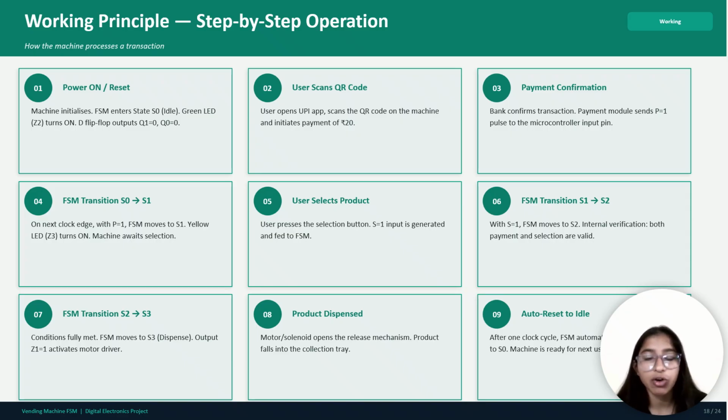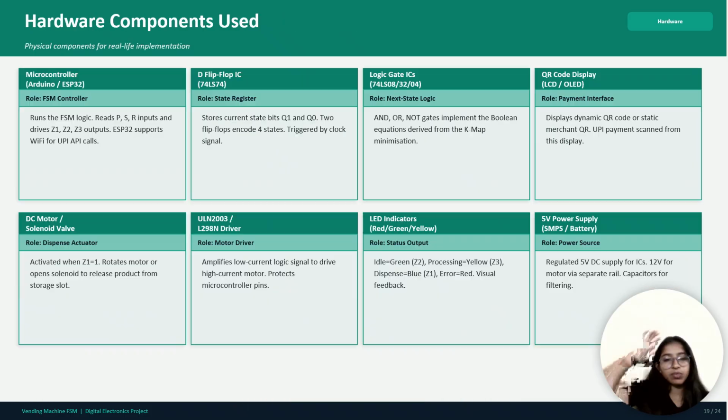Now step 8, the FSM transitions from S2 to S3. The combinational circuit verifies both payment and selection on the next clock edge. Q1 and Q0 both become 1. We are in S3. The dispense output Z1 goes high. Z1 equals 1 activates the motor driver. The motor rotates, the solenoid opens, and the product falls into the collection tray. On the very next clock cycle, the FSM automatically resets to S0 and is ready for the next user.